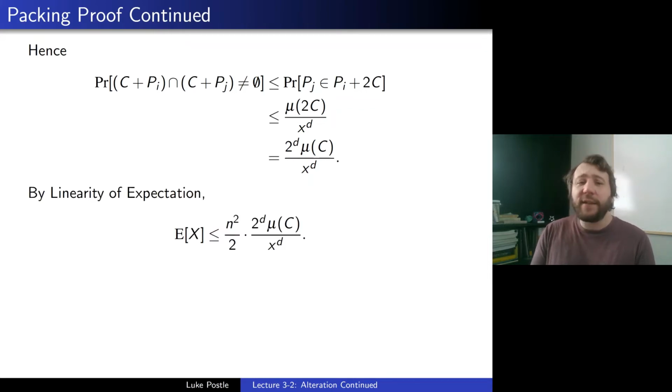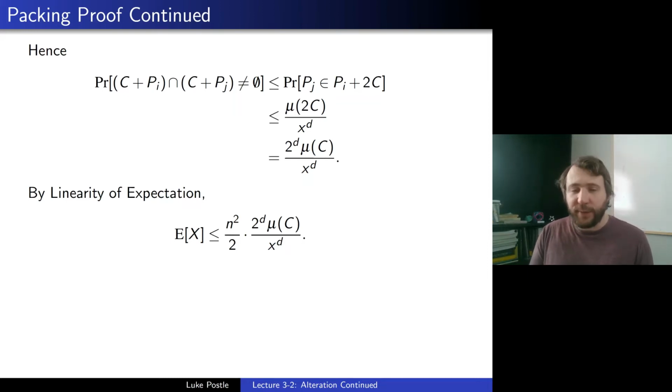So by linearity of expectation of X, this number of intersecting pairs, is at most n squared over 2 times 2 to the d mu of C over x to the d, our probability, which didn't really depend on i and j. Now, why did we get that? N squared over 2, again, is an upper bound for the number of these pairs, i and j, as there are n points. All right, so that's our expectation. Again, we're not saying that's somehow smaller than 1.